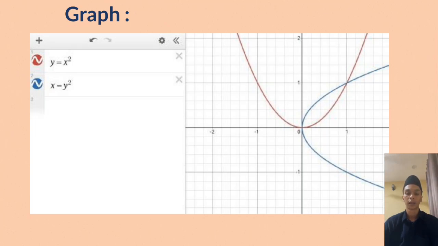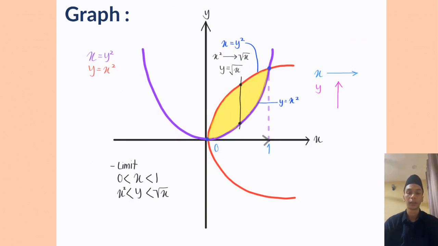For the next one, we will be calculating the limit. For x, we have to see the intersection between curve x and curve y. So x is 0 to 1. For y, we have to see the upper and lower curve from the intersection, where we will get y equal to x square for the lower part and y equal to square root of x for the upper. The limit is for x 0 to 1 and for y is x square to square root of x.